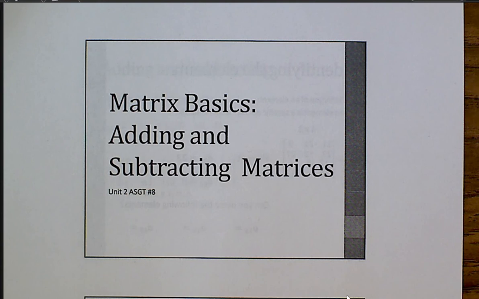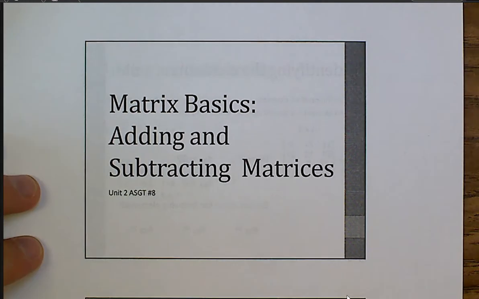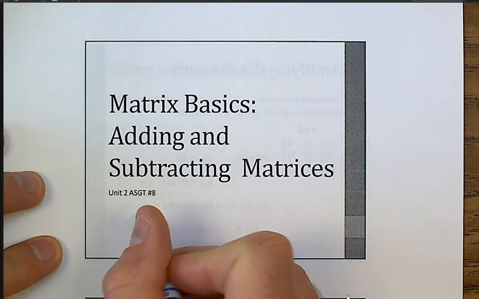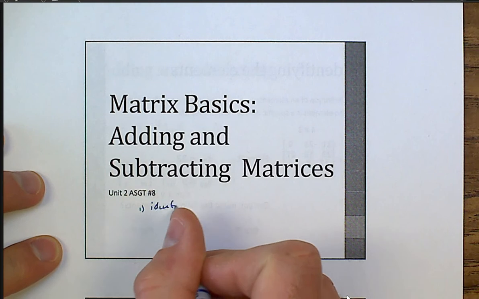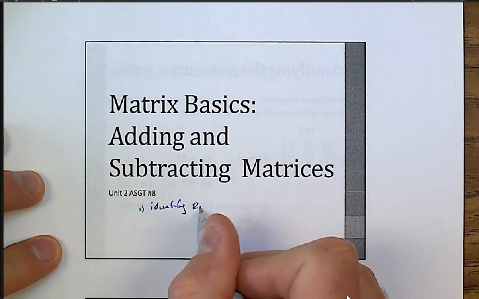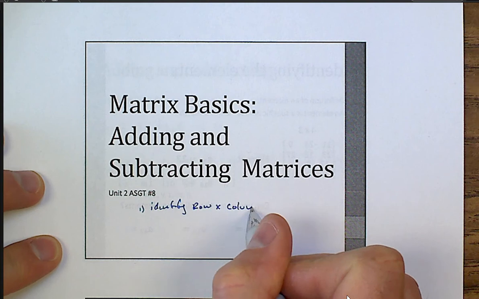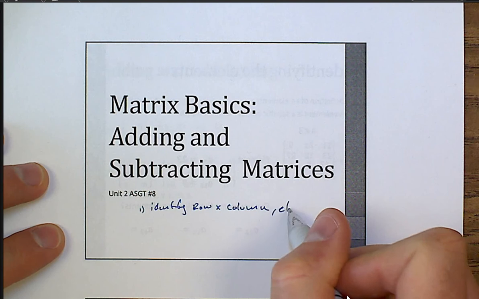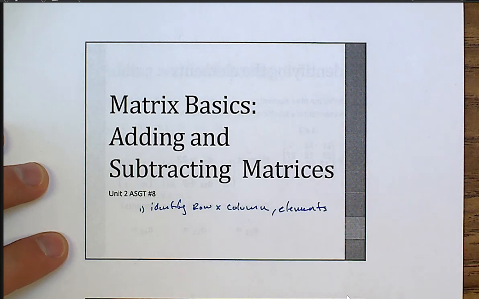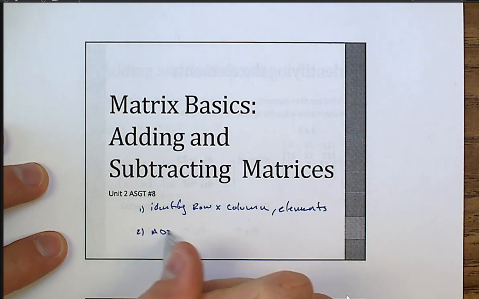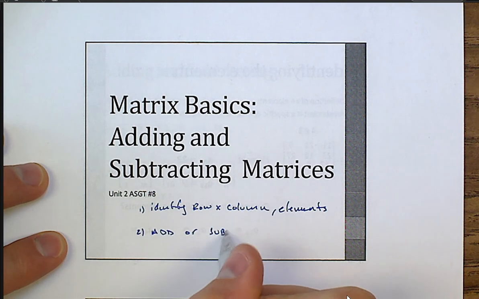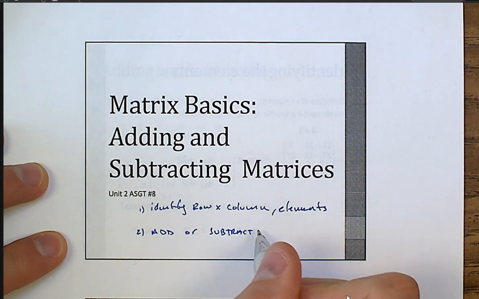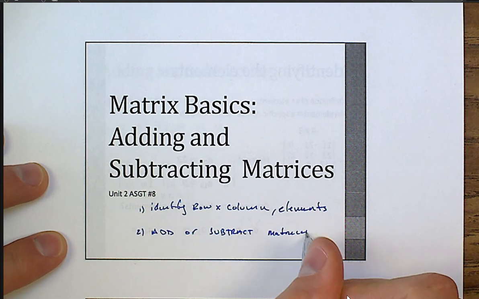And we're going to talk about some basics of matrices, and then we're going to get into adding and subtracting them. So really the first thing, I didn't put the learning targets on here, but the first thing we want to do is to be able to identify a matrix. We do that by row, by column, and I'll explain that. We want to identify by row, by column. And also we want to identify the elements within the matrix, and then two, we want to be able to add or subtract matrices. Okay, so those are the two goals for today.